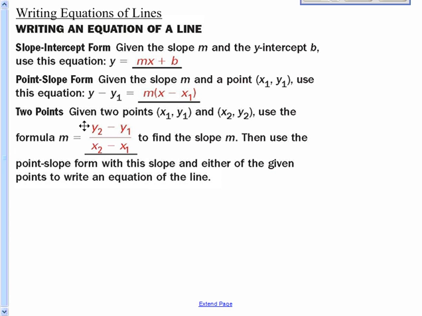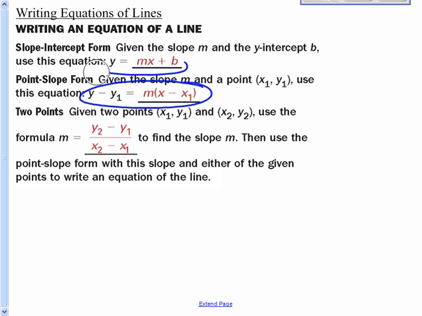So let's talk about slope-intercept form. We've got these different forms again, y equals mx plus b. We've talked about that. m is your slope, b is your y-intercept. We've got this point-slope form, y minus y1 equals m times (x minus x1). Both of those are useful for different reasons.